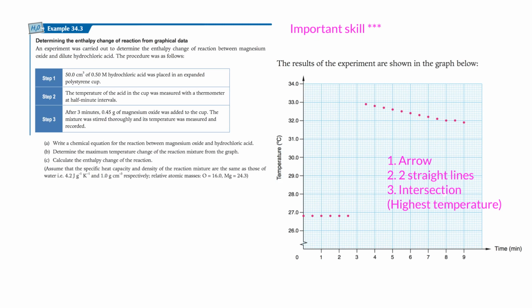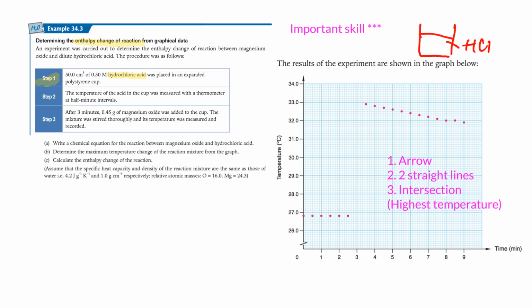So let's have a look at the example that we're going to talk about. We say that for the enthalpy change of reaction, we'll be given a graph. So using graphical data, we're going to find out the maximum temperature increase in the process. Have a look at the reaction. Step 1: we have HCl placed in a polystyrene cup. So you have a polystyrene cup, and then you have HCl in it. The molarity is 0.5 and the volume is 50 cm cube.